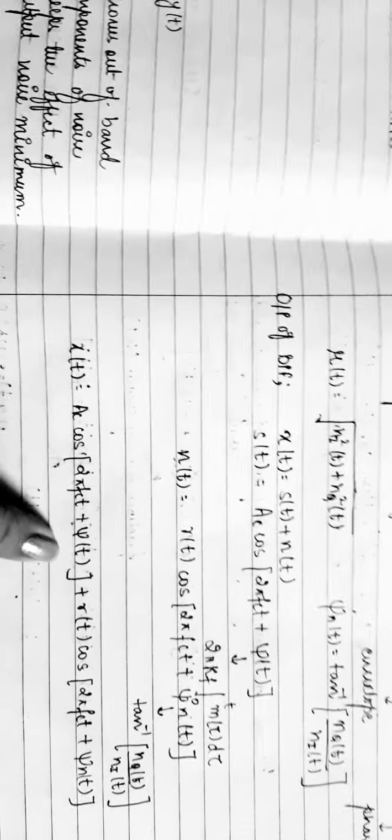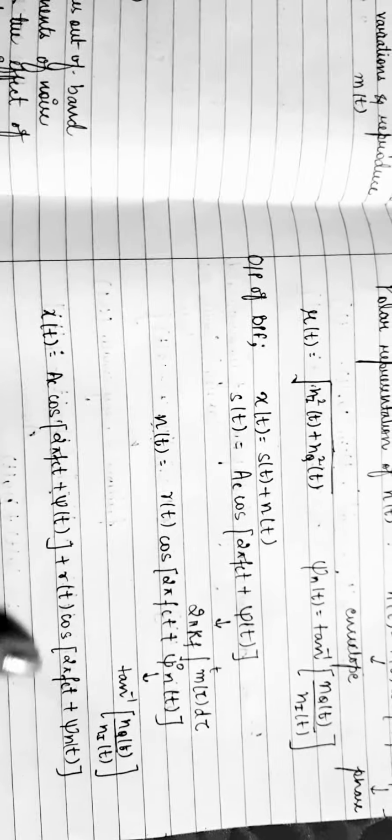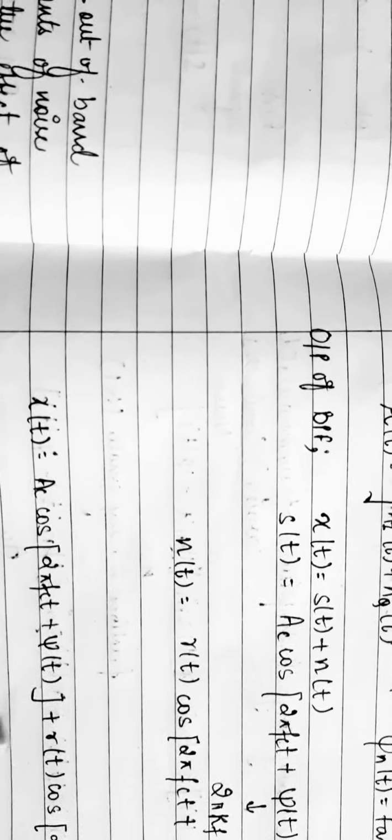Now after putting this equation, we can get the output x(t) is equal to Ac cos(2πfct + φ(t)), that is the s(t) we have calculated, plus r(t) cos(2πfct + φn(t)). Now this is the equation of x(t) we have represented as a phasor diagram. The first term, Ac with an angle φ(t), and the second term contains noise that is additive in nature, that is r(t). So r(t) makes an angle φn(t).